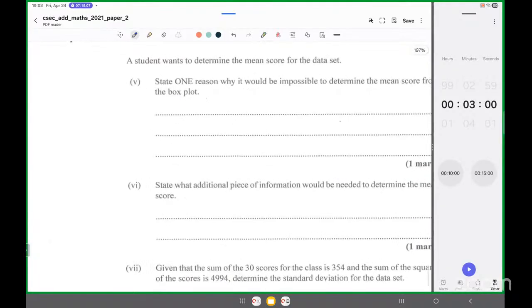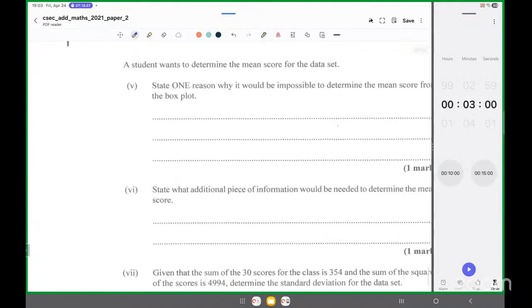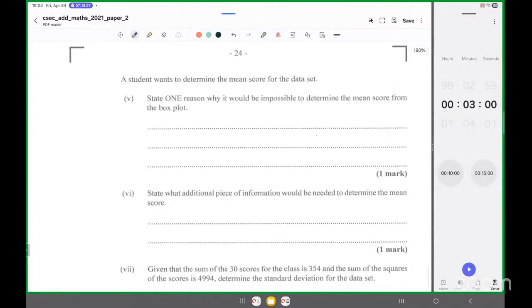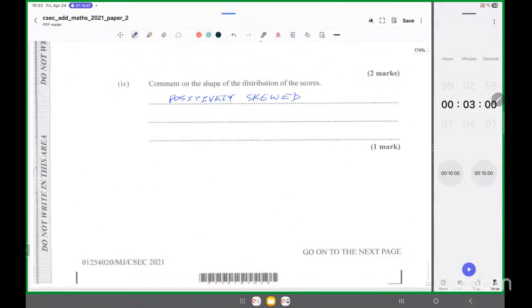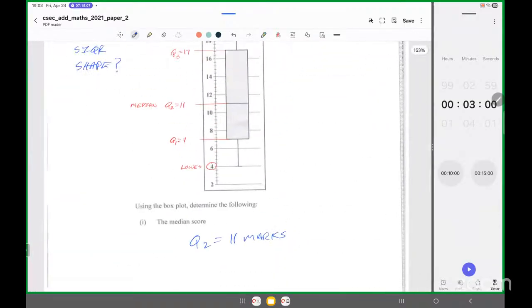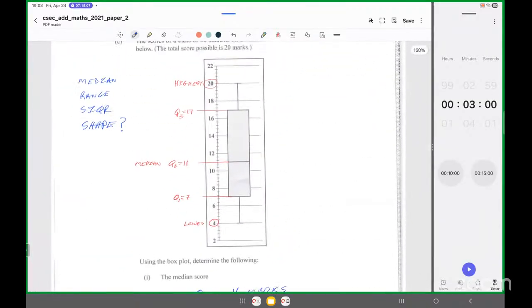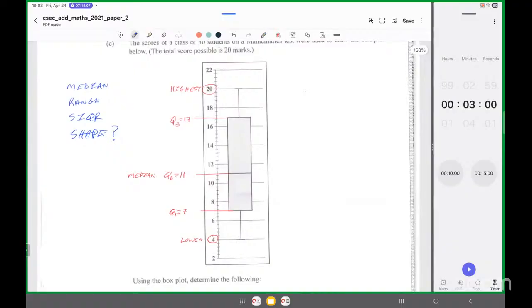It says, a student wants to determine the mean. State one reason why it would be impossible to determine the mean score from the box plot. Why is it impossible? Because I don't have the values to add up. You don't know what the actual values are. It's only showing the lowest value, the highest value, and the quartiles. But the quartiles might not even be any of the actual values.